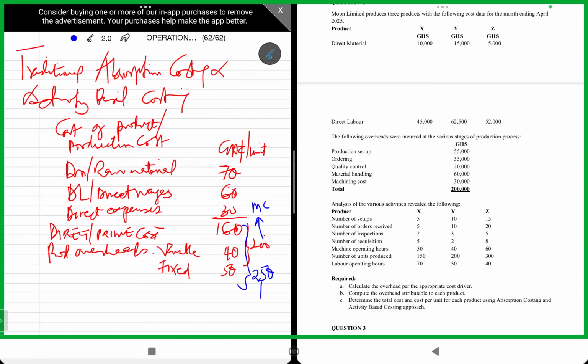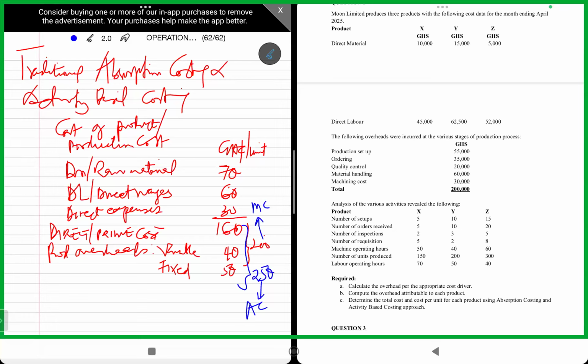This is absorption cost. So the difference between the absorption cost and marginal cost is the fixed production overhead. The difference between 250 and 200 is 50 cedis, and that 50 cedis is the fixed production overhead. So the difference between marginal cost of a product and absorption cost of a product is the fixed production overhead.